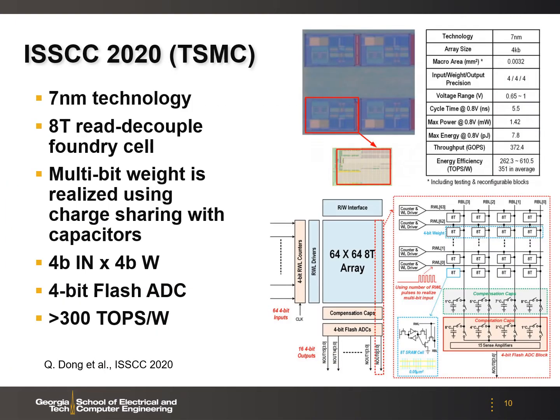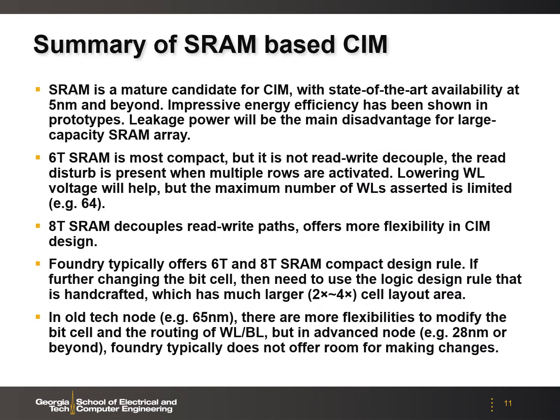Also at ISSCC 2020, TSMC reported a 7 nanometer computing memory design using 8T read-decoupled foundry cell. And also multi-bit precisions are supported, and the key idea here is to use analog shift and add to accumulate the significance from different columns using a capacitor array. And the measured efficiency is very impressive. More than 300 TOPS per watt was reported, largely because of the very scaled technology. Let's have a brief summary.